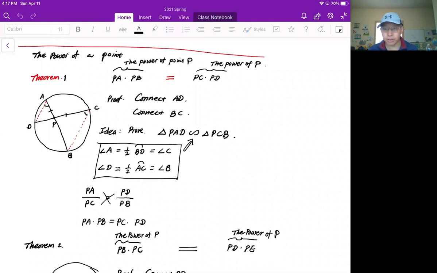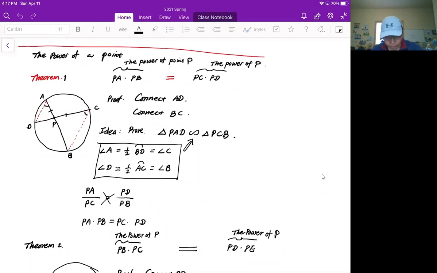First, I'm going to go over the topic we did last time. It was the power of a point. How do you define the power of a point? You get a circle and a point. Suppose the point is inside the circle, then you make any chord. It intersects the circle at A and B, and the power of a point is defined to be PA times PB.